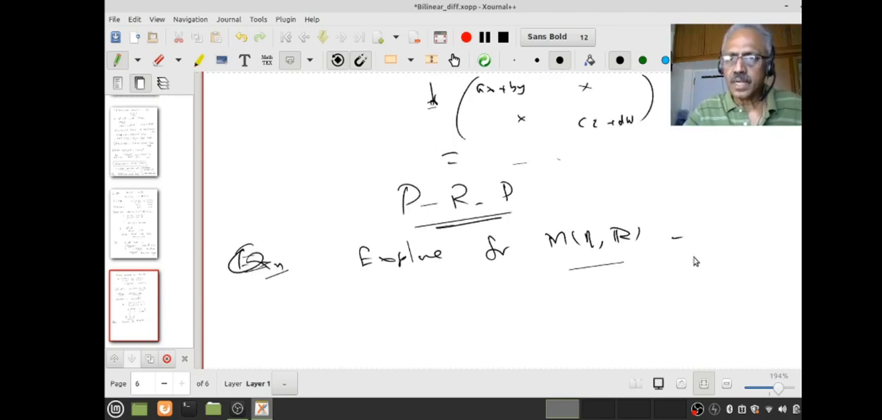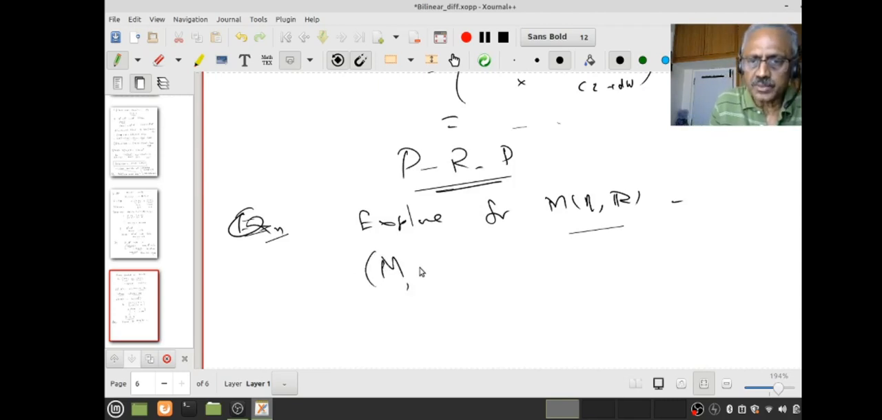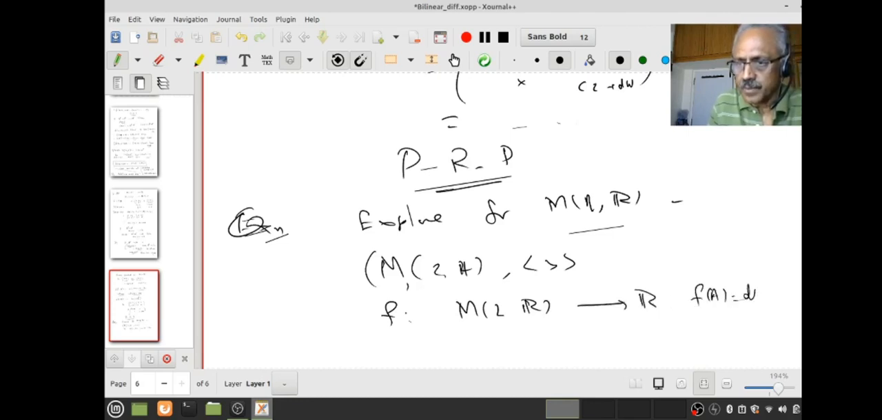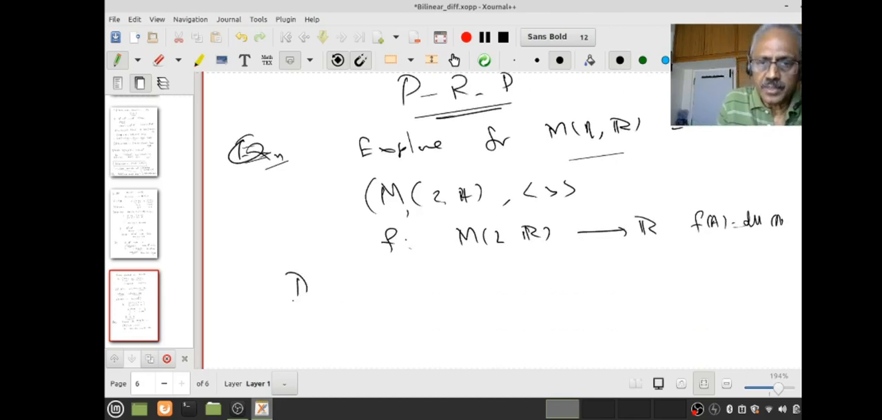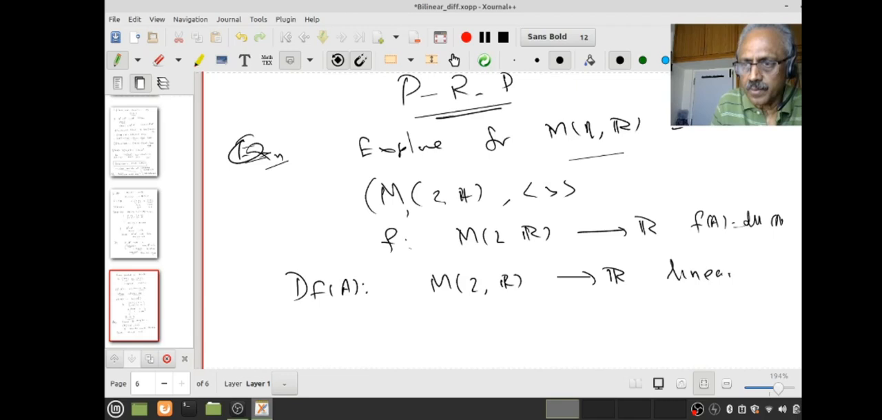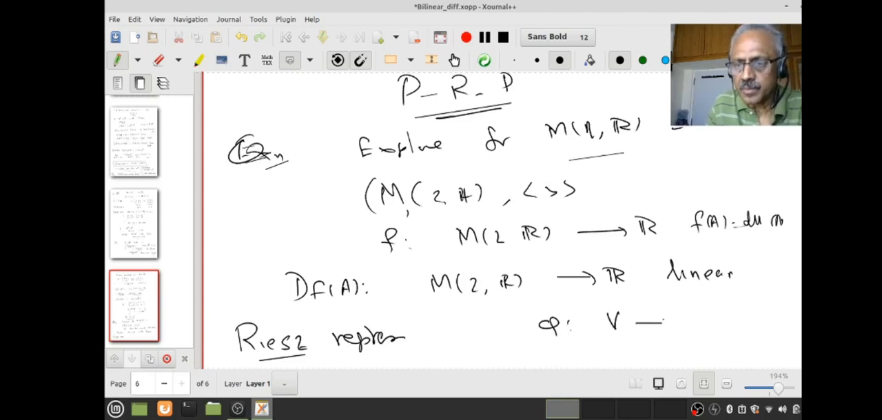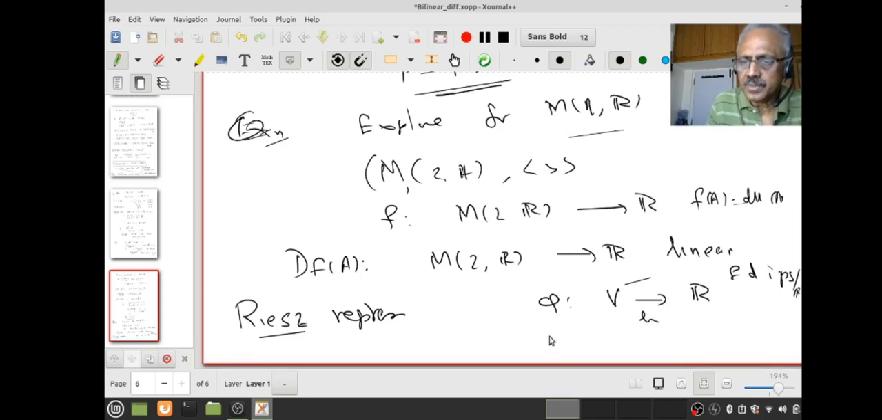Now that we have found M2R is an inner product space, what do I have? f is a map on M2R to R, namely f of A equal to determinant of A, and I know it's differentiable, therefore the derivative of f at A is going to be a linear map from M2R to R. This is a linear map, right? But the Riesz representation theorem, what does it say? Any linear map phi from a finite dimensional real inner product space to R is of the form phi of x equal to x dot v, for a unique v in capital V.